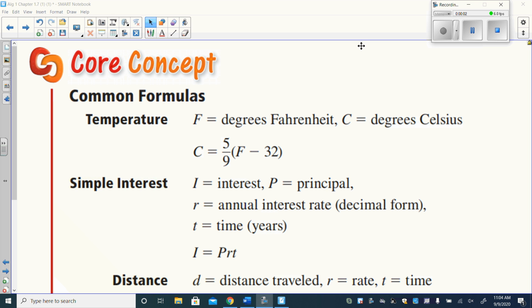All right, guys, so we made it. This is the last part of Chapter 1. So this will be the last lesson in Chapter 1.7. We might do some review stuff on Friday. We'll see. But this is the last part of Chapter 1.7 and Chapter 1.